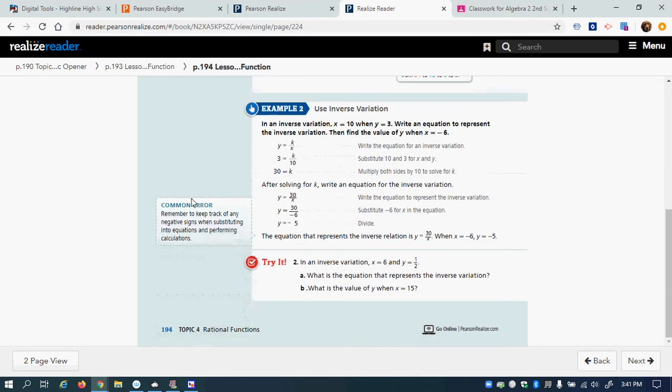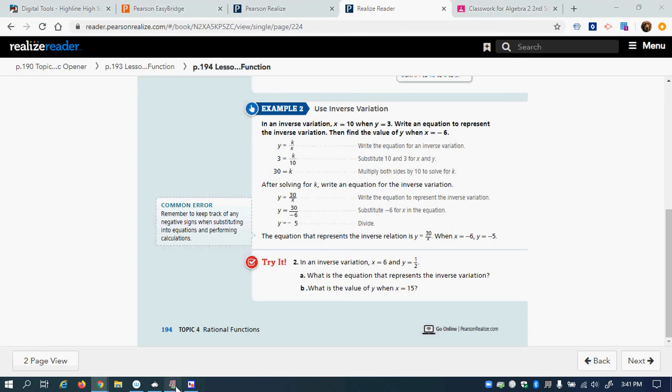So let's take a look at example 3, and then you can do the try it examples that you'll do on paper and turn in to me. An inverse variation has x equal to 10 when y is 3. Write an equation to represent the inverse variation. And then once you have it, find the value of y when x is negative 6.